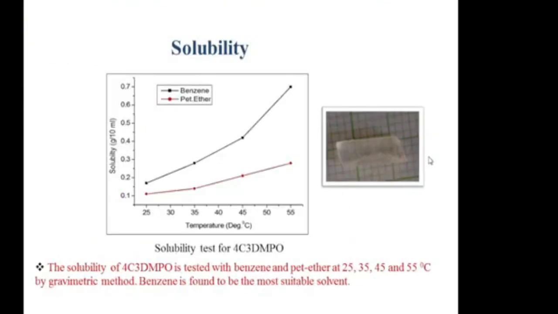For the solubility studies, the 4C3DMPO was tested with benzene and petroleum ether at 25, 35, 45, and 55 degrees centigrade by the gravimetric method. Benzene is found to be the most suitable solvent for these crystals.